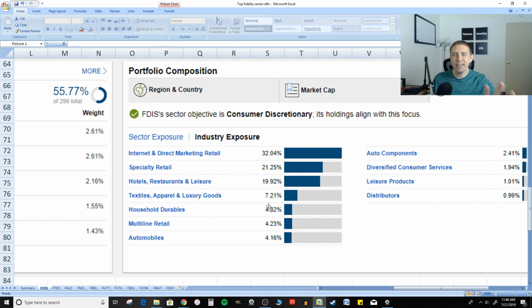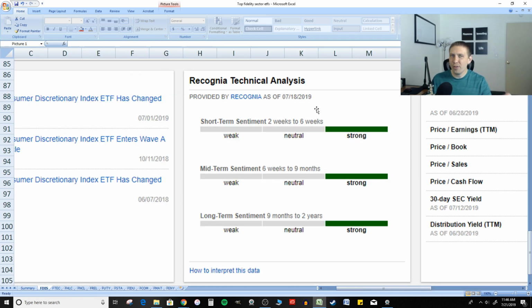What Fidelity does on their web page is what's pretty cool, is that not only do they talk about the sector, but they give you the industry exposure. So within each sector, sectors are made up of industries. Okay, so every sector is made up of industries. Fidelity also does some sort of analysis. I don't know how they arrive at this, but their short-term and long-term 2-year sentiment is strong. So Fidelity thinks this investment, or these type of companies, are going to do well over the next 2 years, is what they mean by that.